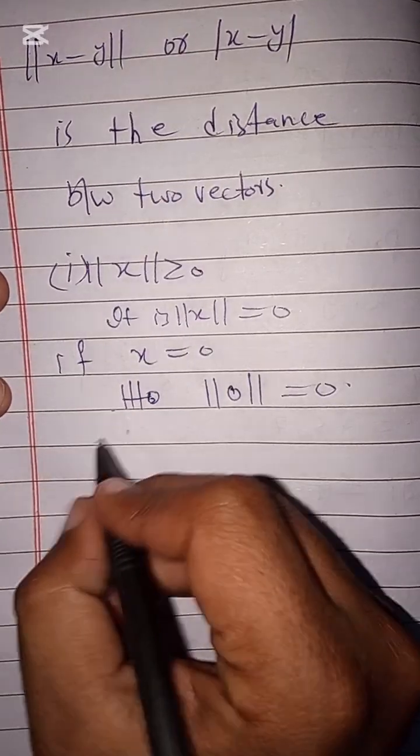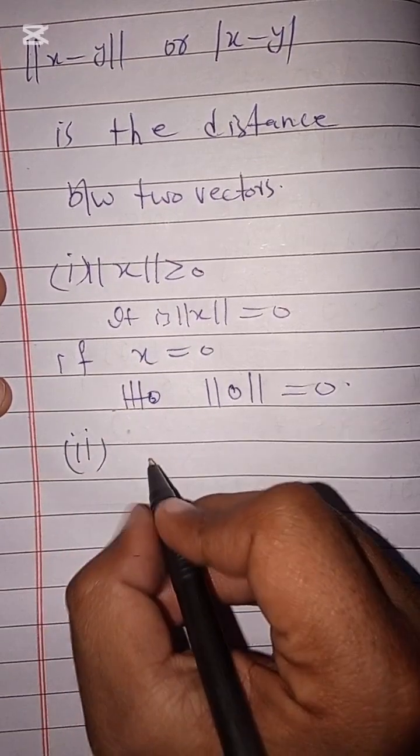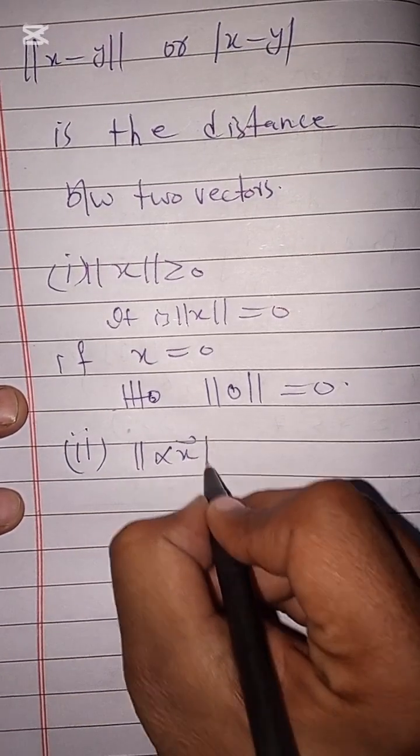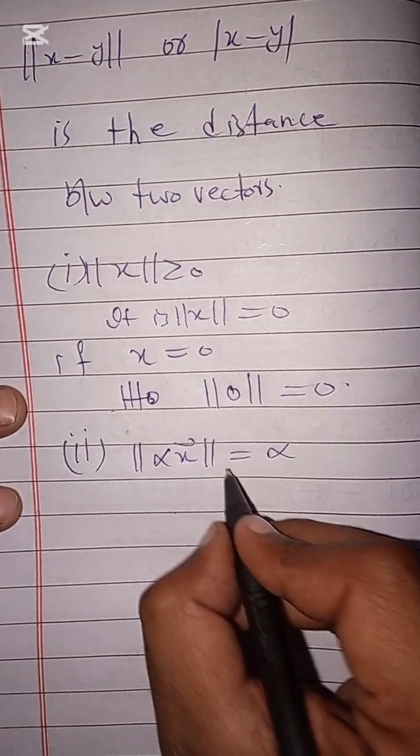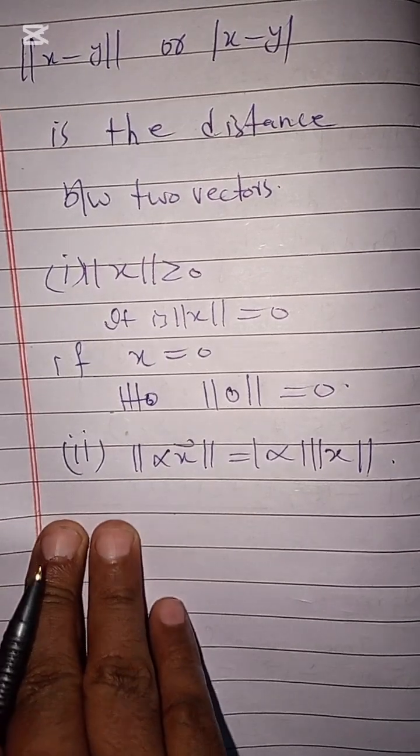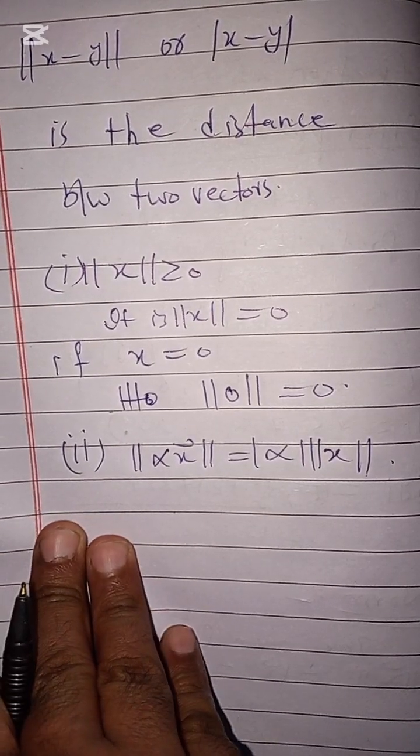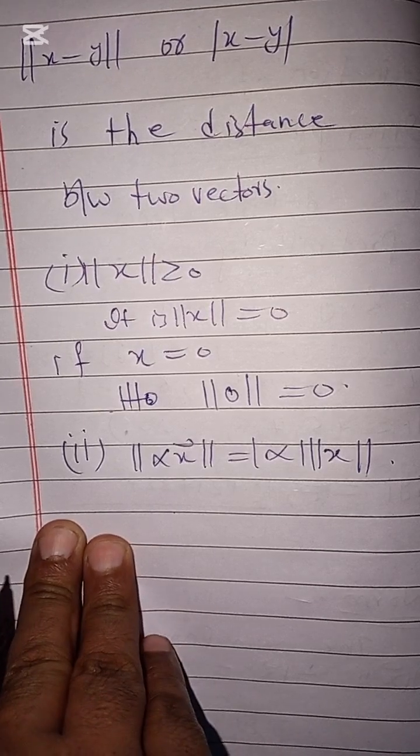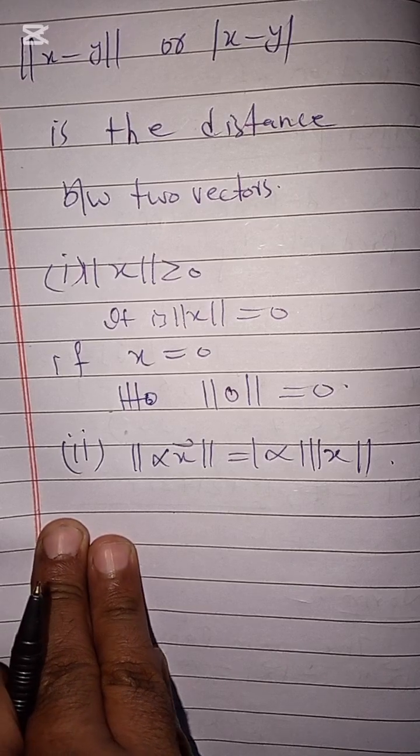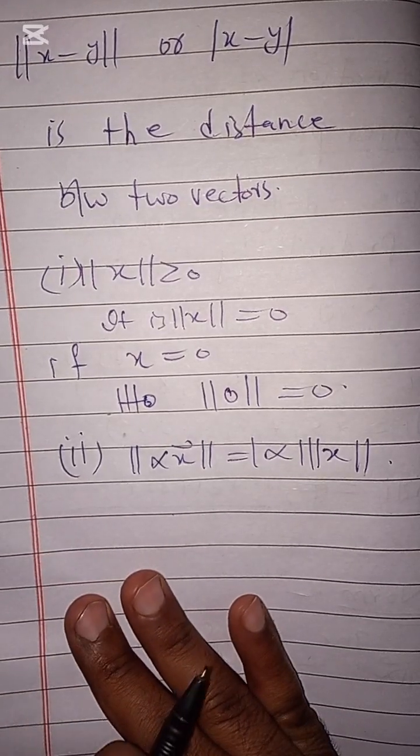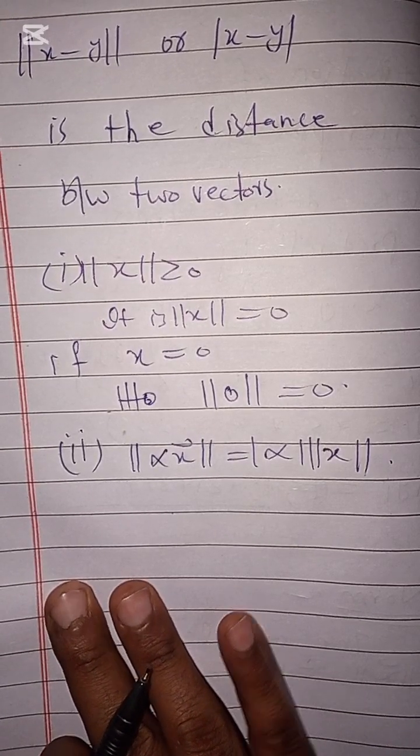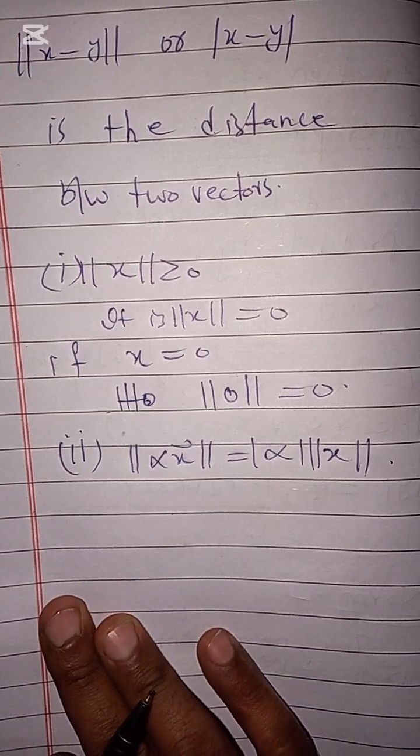Similarly, the norm also satisfies scalar multiplication, the norm of alpha x is equal to the absolute value of alpha times the norm of x, and the norm also satisfies the Cauchy-Schwarz inequality and the triangle inequality. These are also satisfied, and we can prove that. Norm also satisfies these properties.